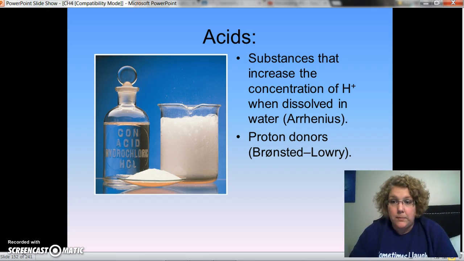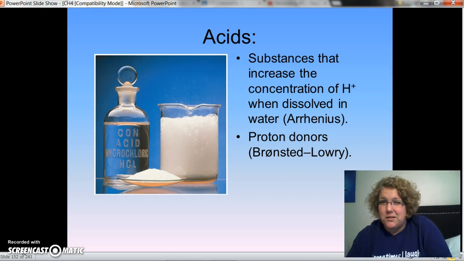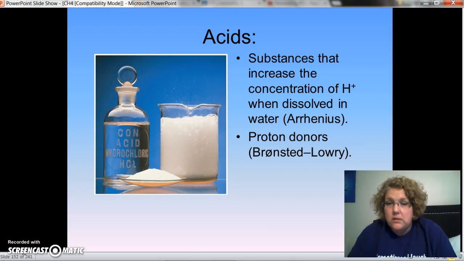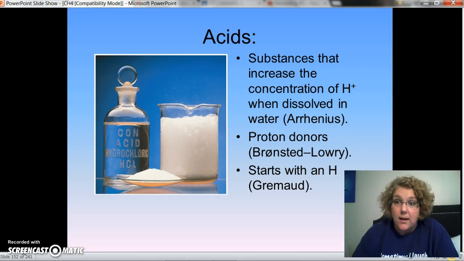That may seem strange, but if you think about it, hydrogen has an atomic number of 1, meaning it has 1 proton. Its mass is also just 1 because it doesn't have a neutron. And so if you have a hydrogen atom that has lost an electron, it's simply just a proton. So H pluses, protons, same thing. So Arrhenius says an acid is a substance that increases the concentration of H plus, and Bronsted-Lowry says that an acid is something that donates protons in a solution. And then there's the Grammont definition, and that is that acids start with an H.